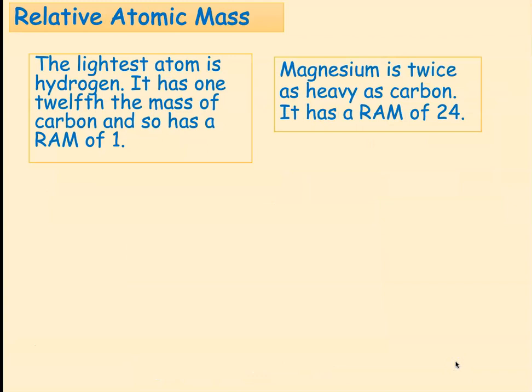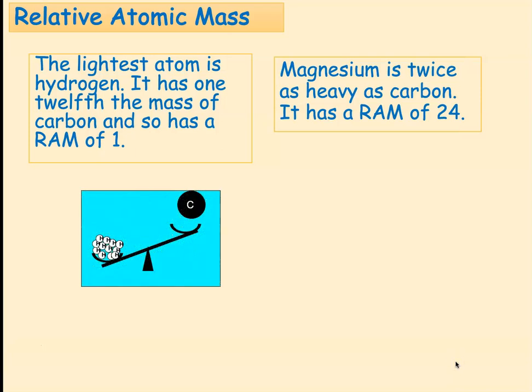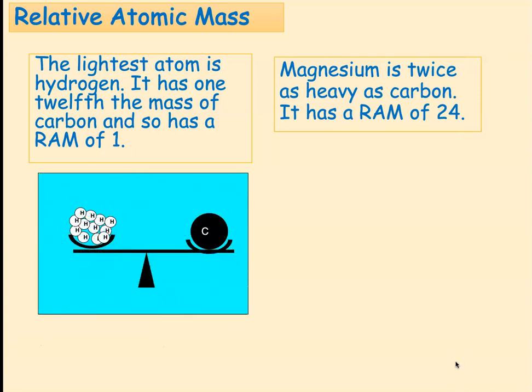The lightest atom we have is hydrogen. It's 1/12 of the mass of carbon, so it has a relative atomic mass of 1. As you can see here, we've got 12 hydrogen atoms to one carbon-12 atom. So therefore it has a relative atomic mass of 1/12 of carbon, and that's 1 atomic mass unit.